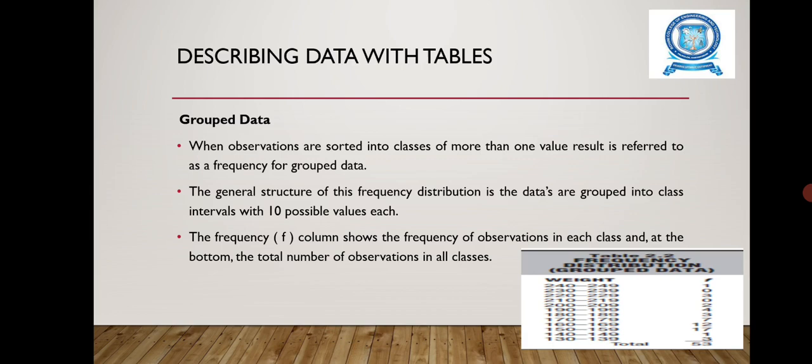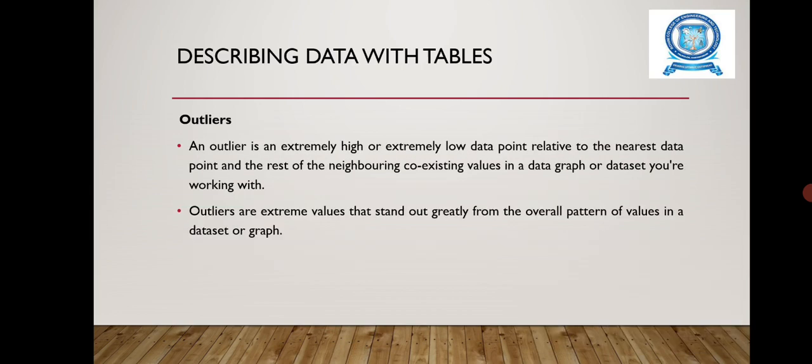The general structure of this frequency distribution is that the data are grouped into class intervals with 10 possible values each. The frequency f column shows the frequency of observations in each class, and at the bottom is the total number of observations in all the classes. That is shown in the figure.